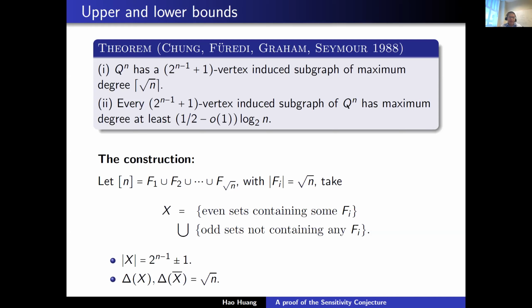Now, if you look at an odd set not containing any fi, you cannot delete, you can only add an element. If you delete an element, you get an even set not containing any fi, which is not in X. When you add elements, the best way is to have this odd set missing exactly one element from each of the fi. You can add any of those elements back, and you get an even set containing at least one fi. So basically, this square root of n comes from looking at the number of subsets and the size of the subset. You take these two quantities to be equal to minimize this maximum degree. Okay.